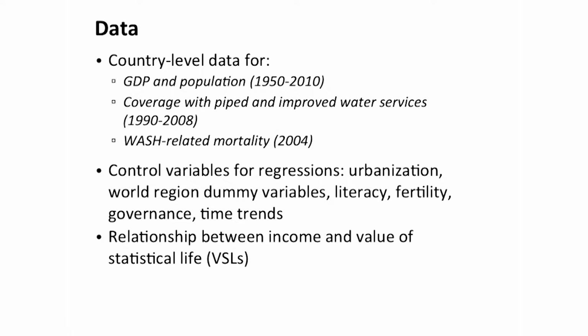In addition to these country-level data, we also are going to use data on urbanization, world regions, literacy, fertility, governance, and some time trends. We're also going to look to the literature to help us understand the relationship between income and the value of a statistical life. We need to do this in order to estimate economic losses associated with poor water and sanitation conditions today and then on into the future.